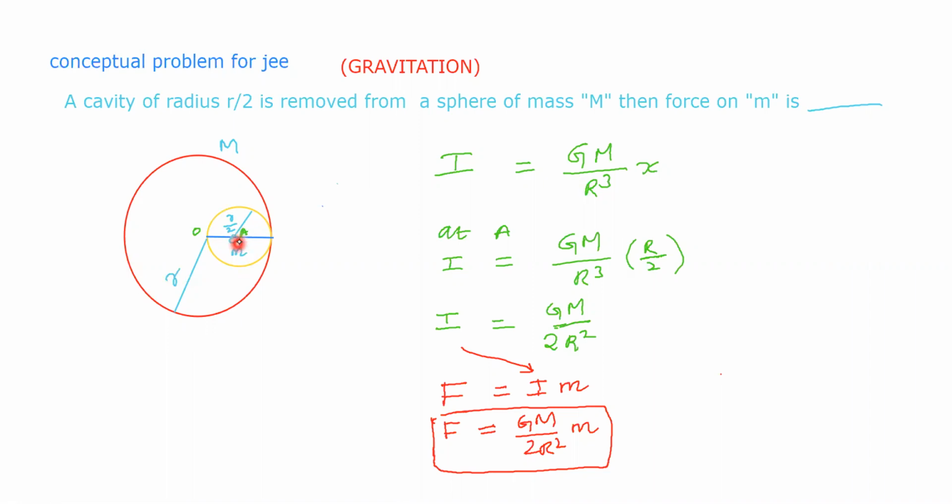Suppose this mass is placed other than at the center of the cavity, then we may think the field is different, but the same value will come, because inside the cavity, the field is constant. That field is always towards the center of the sphere. So wherever we place the small m inside the cavity, in all places the force will have this value only. So the force on a mass m inside the cavity is constant.